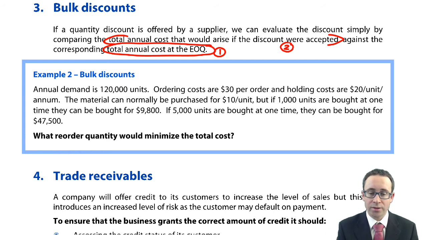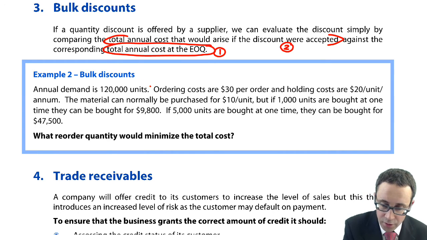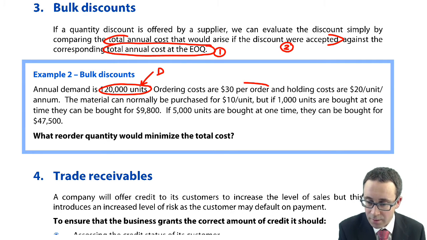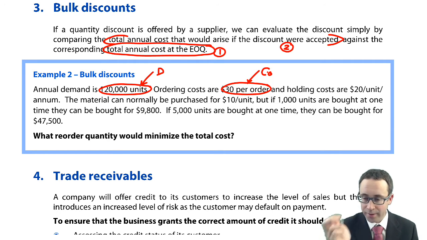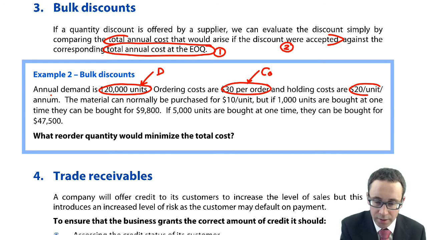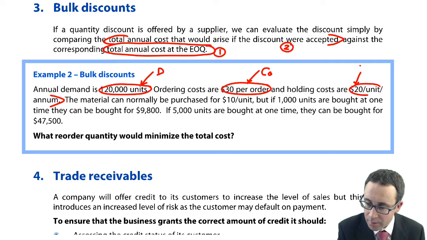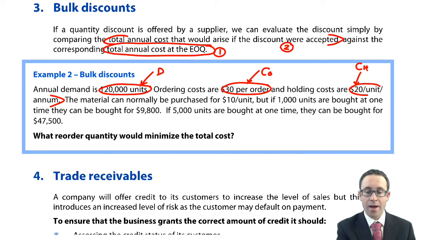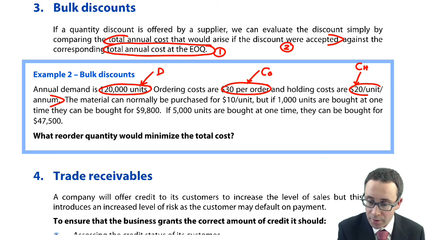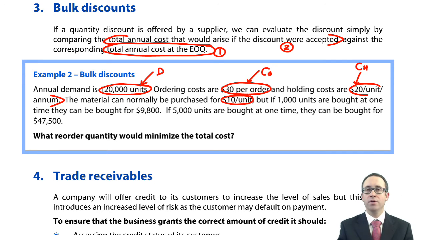Let's think about the economic order quantity, because what you've got there is your annual demand as 120,000 units. Your order costs are $30 per order. Holding costs are $20 per unit per annum. And then your material can normally be purchased for $10 per unit. So that's your normal cost per unit, which will help us work out our purchase cost based upon whatever our economic order quantity is for our 120,000 units. We'll come to the bulk discounts after.